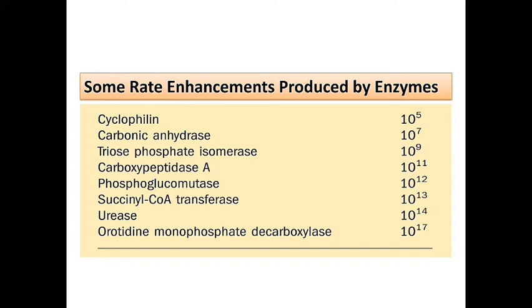So we can say that in the absence of this kind of enzyme, the reaction rate will decrease, and the decrease can range from about 10 to the power 5 times to 10 to the power 17 times. So enzymes are very much responsible for maintaining the rate of the reaction and completing the reaction at a much faster rate.